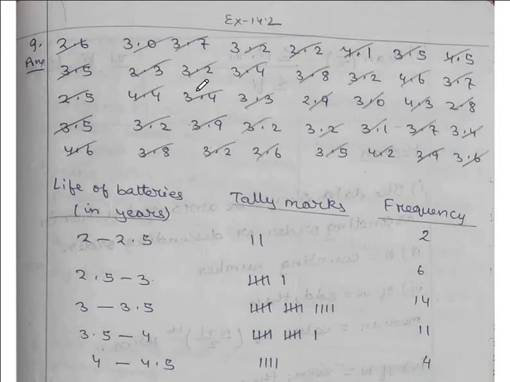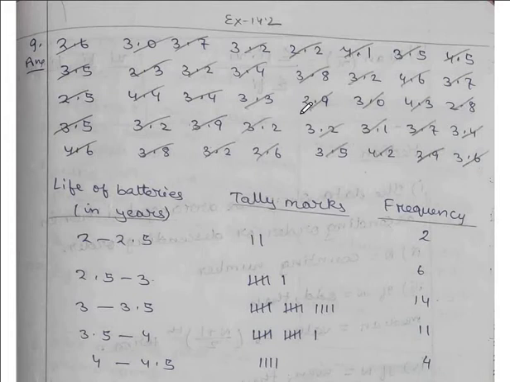A company manufactures car batteries of a particular type. The lives in years of 40 such batteries were recorded, and the data are given like this. Construct a group frequency distribution table for this data using class intervals of size 0.5 starting from the interval 2 to 2.5.